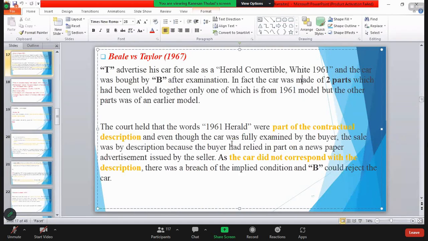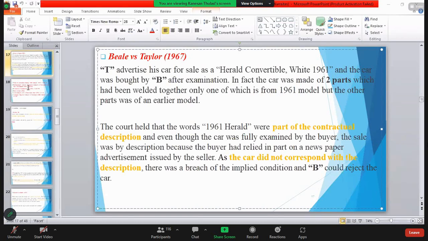Even though the car was fully examined by the buyer, the sale was by description, because the buyer had relied in part on the newspaper advertisement issued by the seller. As the car did not correspond with the description, it was a breach of implied condition and we could reject the car. Understand, student? So it's a breach of description. Therefore, can we reject the car? Understand how we enter into the agreement and how the seller defeats the expectations of the buyer. The buyer entered into the contract and it was breached by the seller. So the buyer can reject the goods, or reclaim the compensation if he has paid, or he can repudiate the contract.